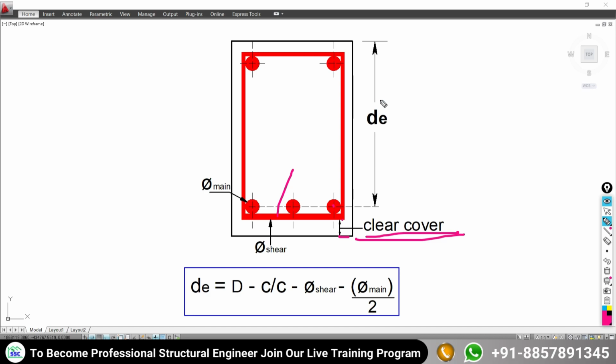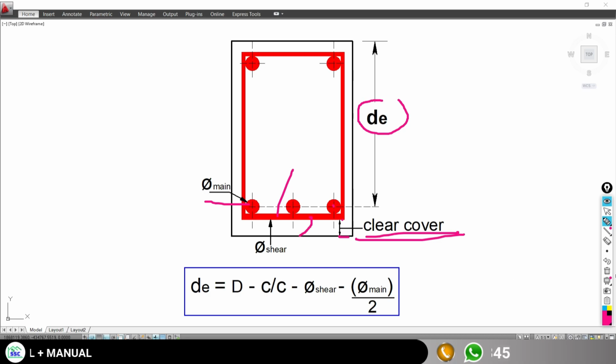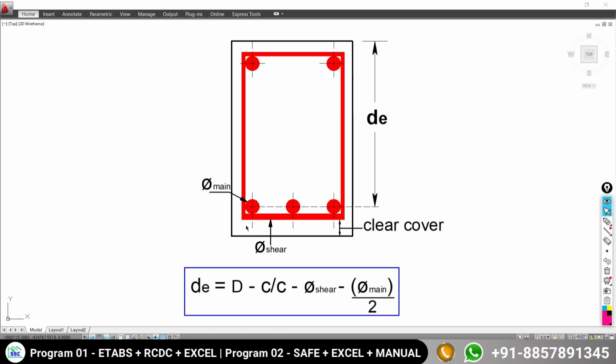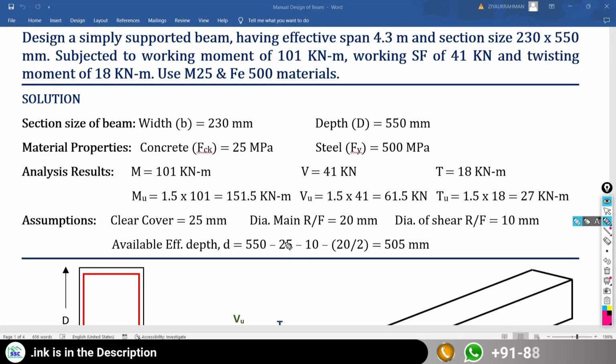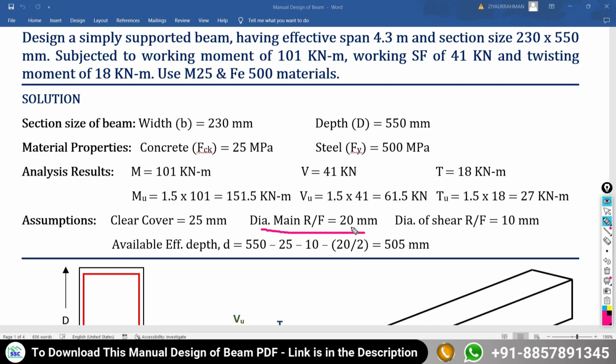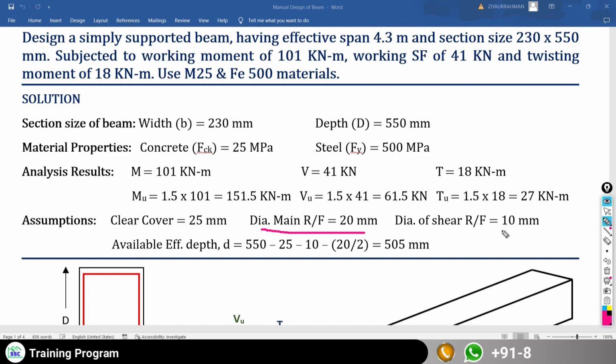To calculate this effective depth, we need to know the diameter of the main reinforcement and the diameter of the shear reinforcement. Right now we don't have any value for the main reinforcement or the shear reinforcement. That's why we need to assume the diameters. Here I am going to assume the diameter of the main reinforcement as 20 mm. That may be changed at a later stage after the design. The diameter of the shear reinforcement is going to be 10 mm.